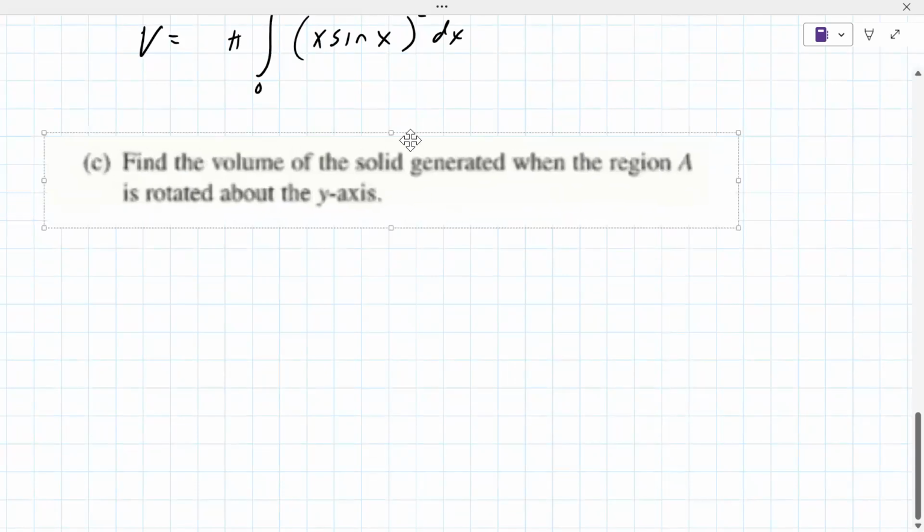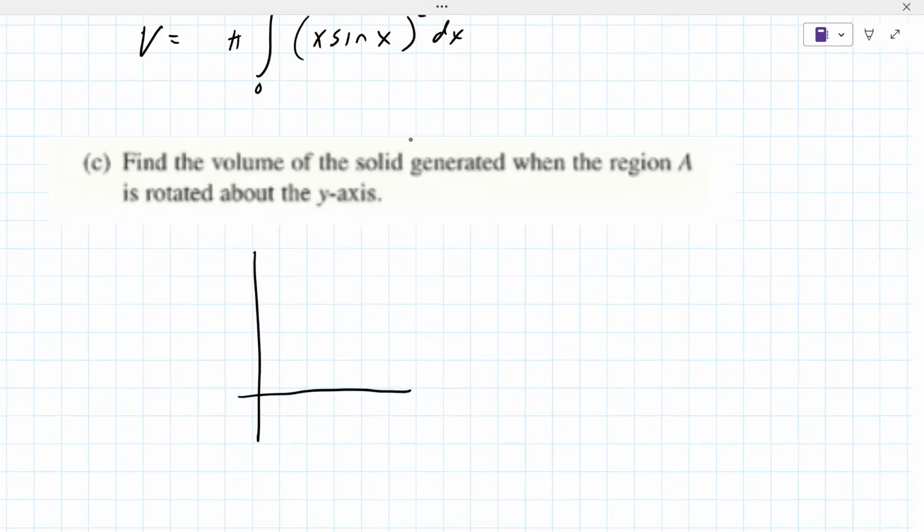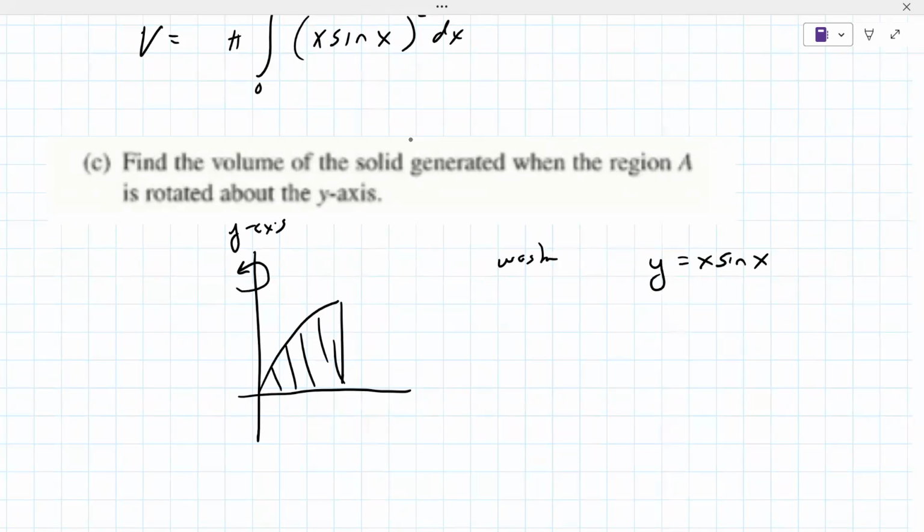Find the volume of the solid when the region is rotated about the y-axis. So this one's more challenging. It's the same region here, but this time we're going around the y-axis. There's a couple of options. One is to try to do a washer method, but what is the requirement for that? You have to solve for x, and that's almost impossible to do. So that's out.